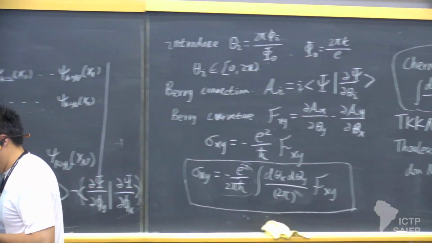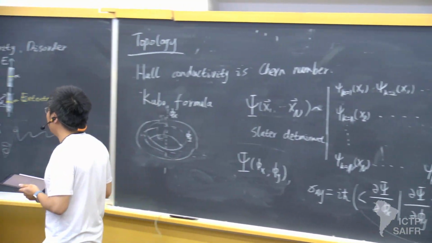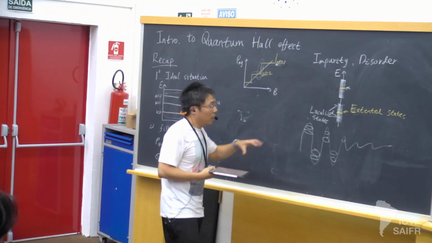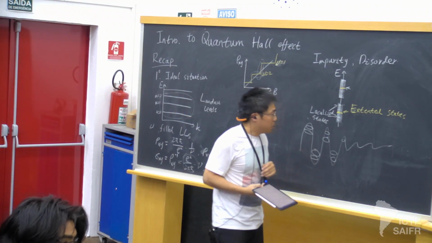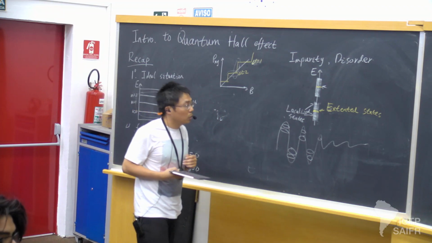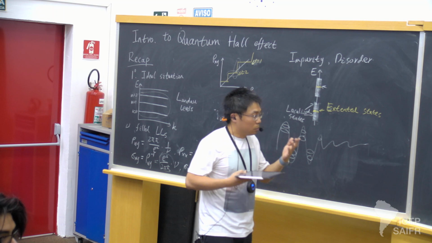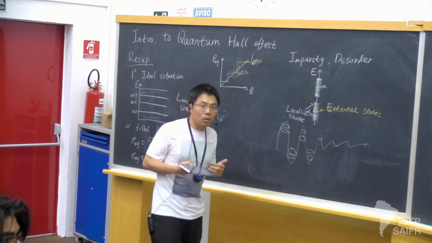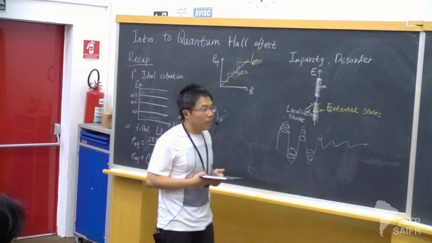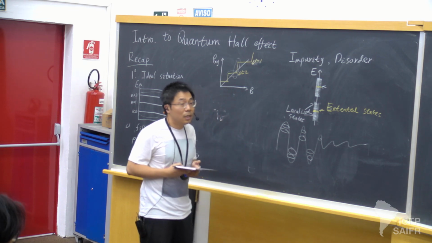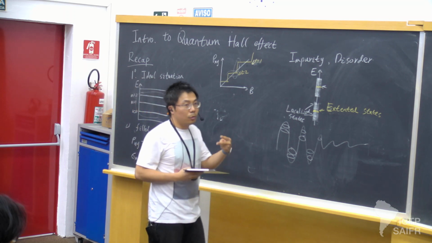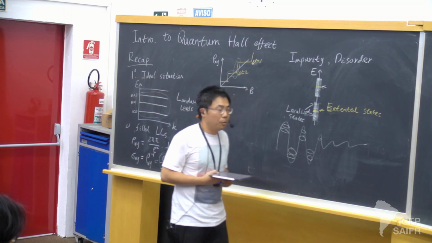So let me try to conclude, right? In this mini course, I introduced the experimental phenomenon of the quantum Hall effect. I talked about the integer quantum Hall effect, and I also told you about the fractional quantum Hall effect, although I don't have time to explain the physical mechanism of the fractional quantum Hall effect. And for the integer quantum Hall effect, there are two key factors to make it happen.